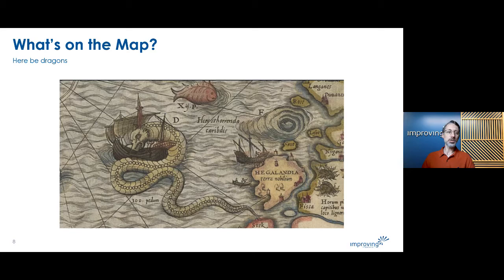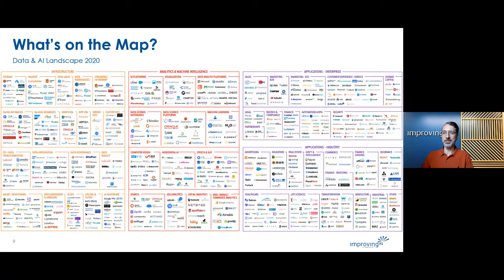So in my own personal search for a map, I came across this large thing here. This is from, I would call him a data journalist in some words. His name is Matt Turk, and this comes from his 2020 Data and AI Landscape. Now, if a data architect looks at this and is overwhelmed, I can just imagine how other people feel. This is just too much to take in.